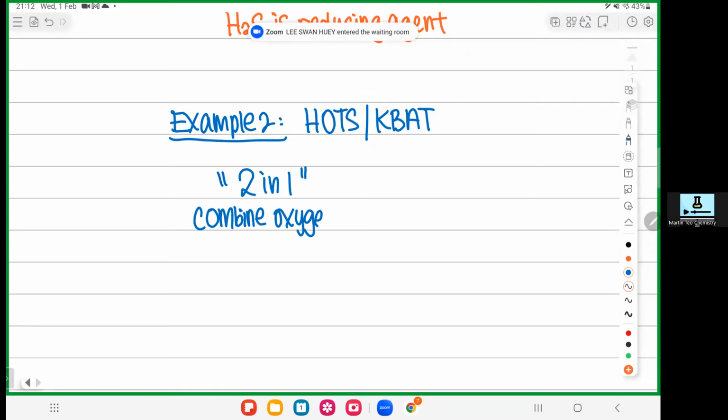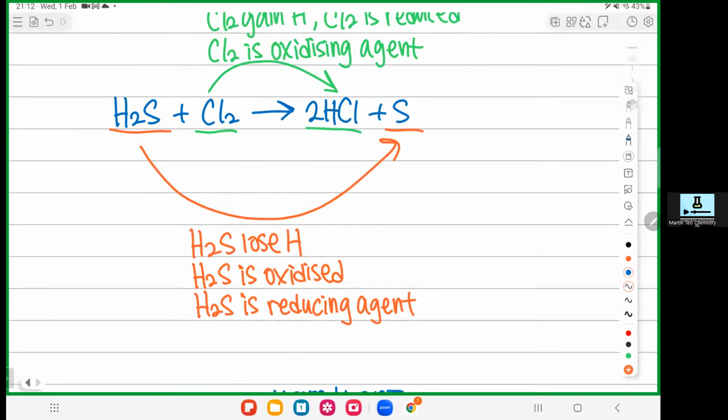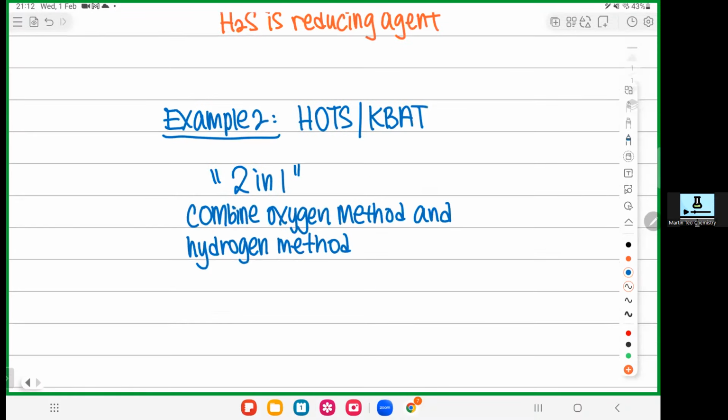the oxygen method as well as the hydrogen method. So this is special because just now, if you remember, all the examples we used were purely oxygen method or purely hydrogen method, but now they can make it become a K-but, whereby we will use both. Two methods all come in together. No worry, no panic. Just do as usual.